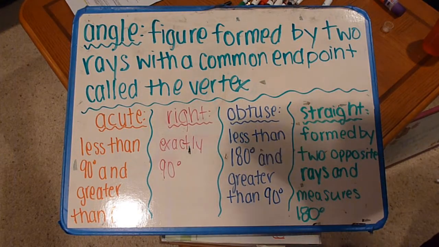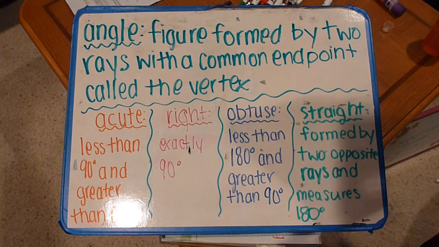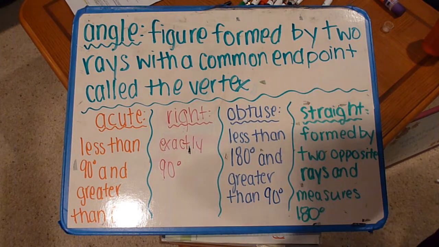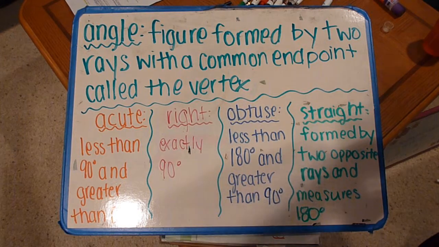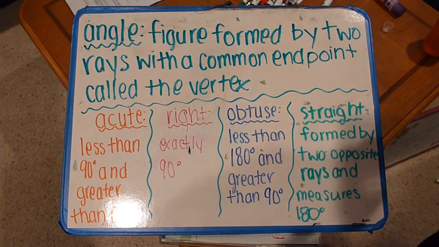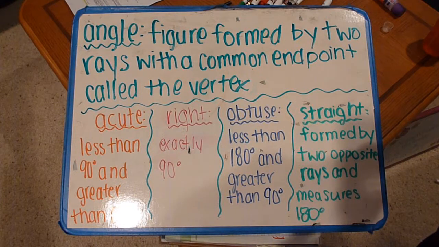An angle is a figure formed by two rays or sides with a common endpoint called the vertex. There are 4 angle types. An acute angle measures greater than 0 degrees and less than 90 degrees. A right angle measures exactly 90 degrees. Obtuse angles measure greater than 90 degrees but less than 180 degrees. Straight angles are formed by 2 opposite rays and measure 180 degrees.